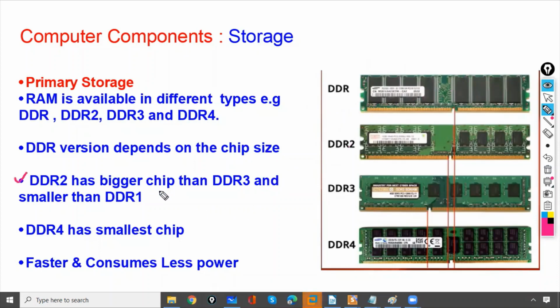So DDR2 has bigger chips than DDR3, whereas it is smaller than DDR1. And DDR4 has the smallest chip. You can see here. And this DDR4 is faster than all the versions and it consumes less power.